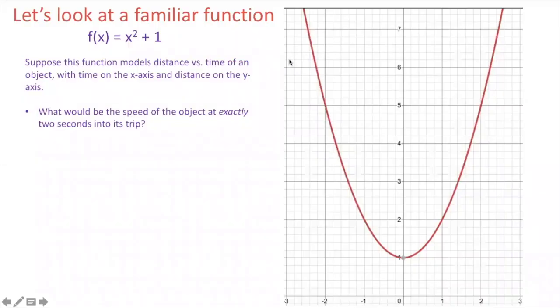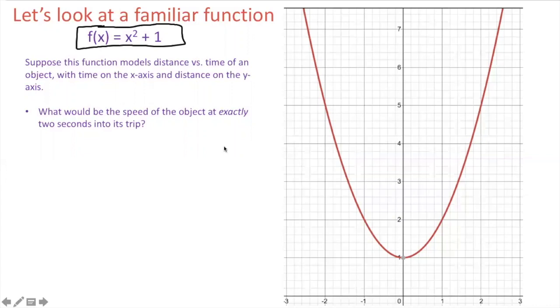If the previous example was a little bit confusing to you, let's try to look at this from a different perspective. So let's look at a very familiar function, f of x equals x squared plus 1, which is the parabolic curve here to the right. And suppose we think about this as we have time on the x-axis and distance again on the y-axis. So we could be looking at distance over time, which is speed.